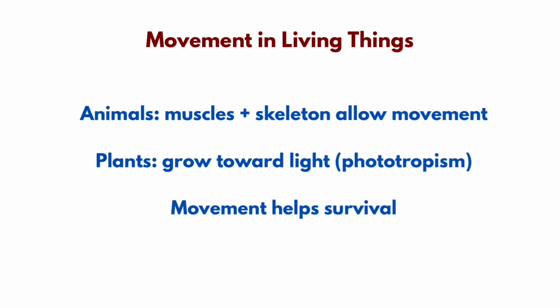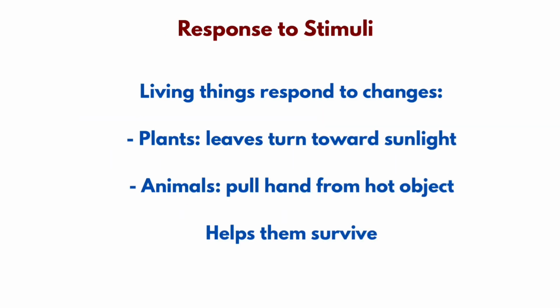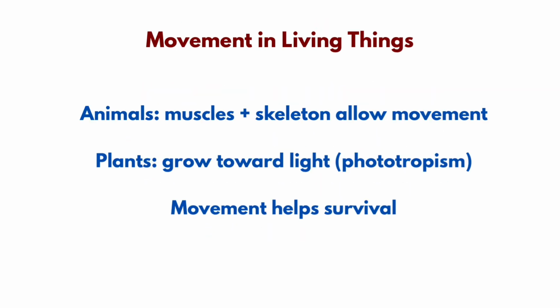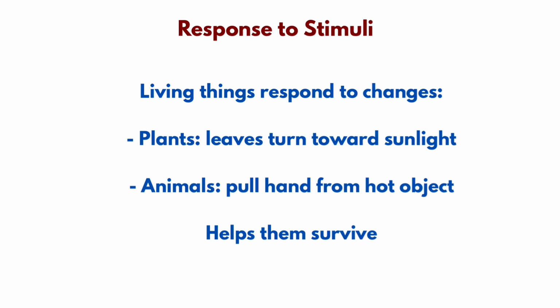Now we will talk about movement in living things. Movement is when a living thing changes its position or moves part of its body. Animals and humans move using muscles and sometimes legs, wings, or fins. Plants cannot walk, but they still move slowly, like bending towards the sunlight or closing leaves. Movement helps living things find food, escape danger, grow toward light, and survive. So we can say movement is when living things change position or move body parts. Animals use muscles, legs, or wings. Plants move slowly towards the light. It helps them survive.